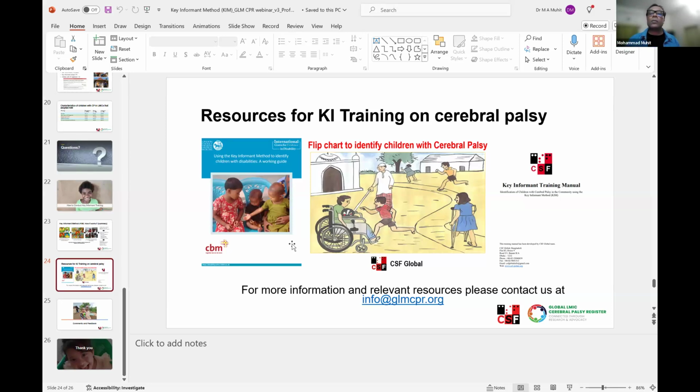Throughout this process, we try to document whatever we learn during the community work, and by implementing and establishing these projects. All these resources are now available on the London School website using the key informant method. This is a big booklet, a working guide. We have a flip chart developed, which can be used for key informant training, and those things can be adapted for local context and local resources. And we have a document which provides further detail about how to set up a cerebral palsy register using this key informant in the community.